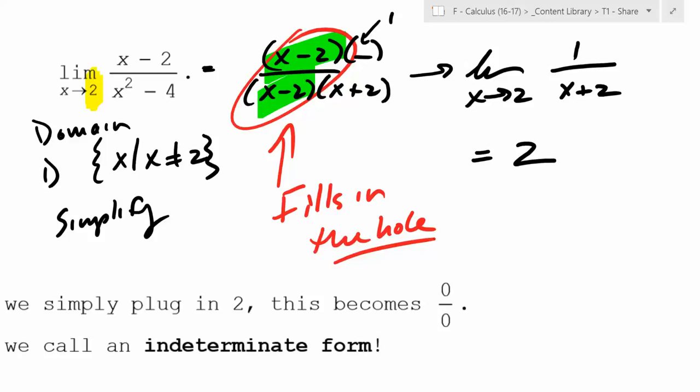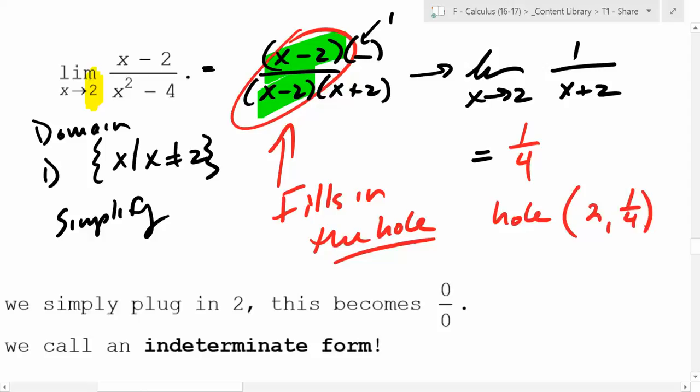How do you find the y-coordinate of the hole? We know the x-coordinate. Oh, sorry, it's not 2, what is it? 1/4. It's 2 comma 1/4, sorry.